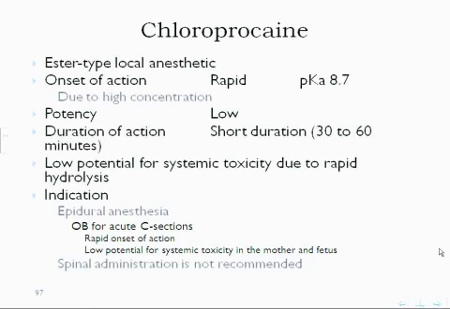The reason that chloroprocaine sets up so fast is its concentration. It usually comes in 3% concentration when you inject it, so it has such a high amount of local anesthetic that it's able to push into the cell very effectively. Its potency is low, and its duration of action is short, lasting anywhere between 30 to 60 minutes. Chloroprocaine has a low potential for hepatic systemic toxicity because it's so rapidly metabolized.